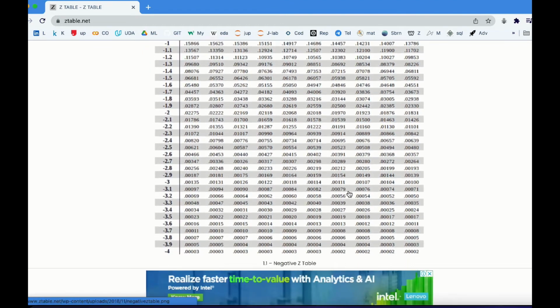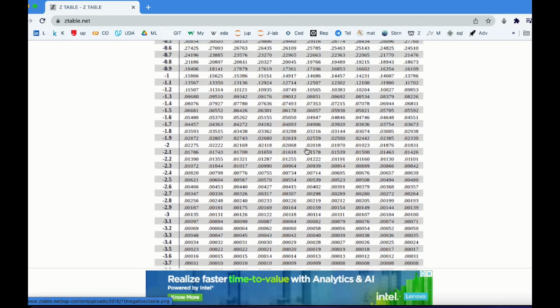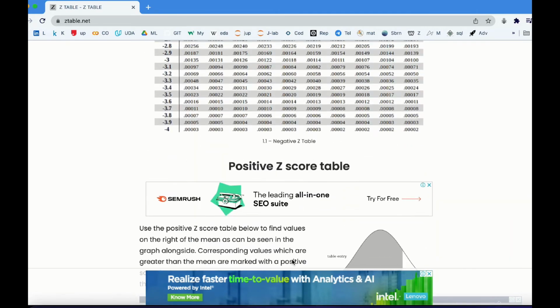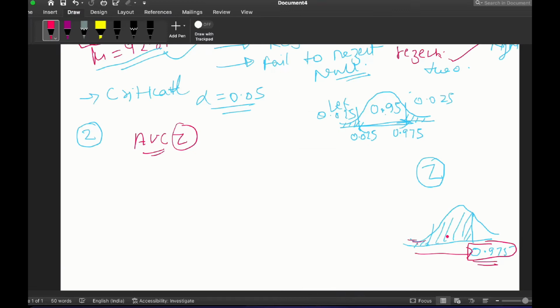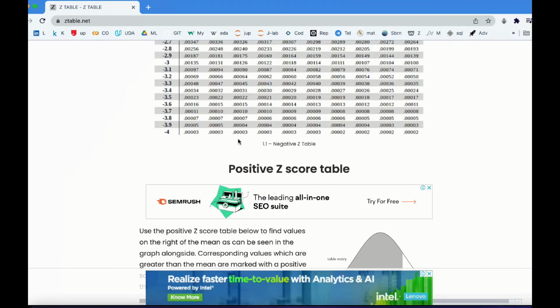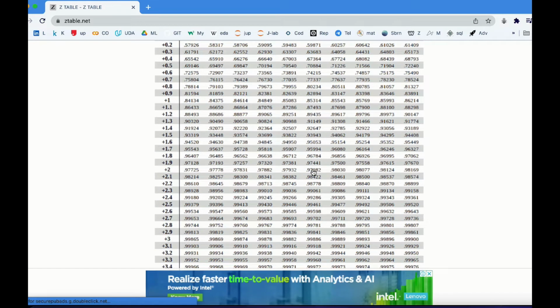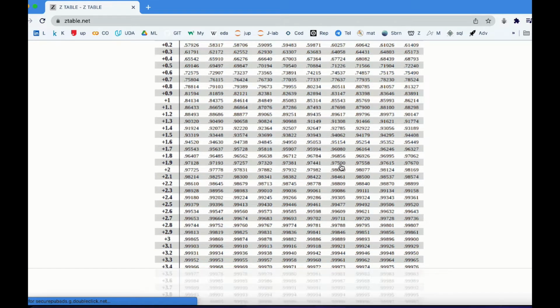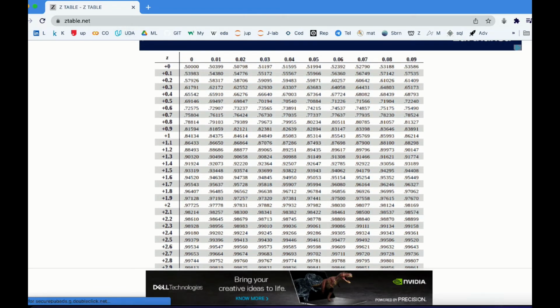It is 0.975. So from the graph only we can see that this will be positive, this is more than 1. So no need to see in the negative column. You can directly check the positive column. So here we can see 0.975. So corresponding to the z value, this is the z value on this side, horizontal and vertical. So from 0.975 we will see 1.9 here and 6 here. So it will be 1.96.